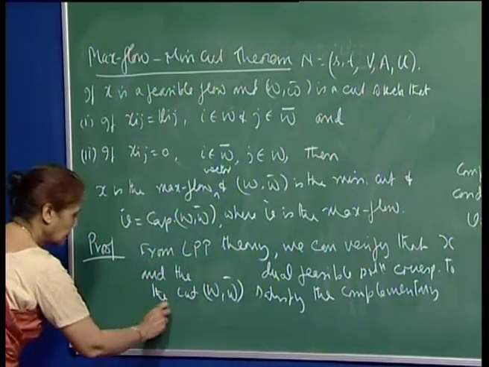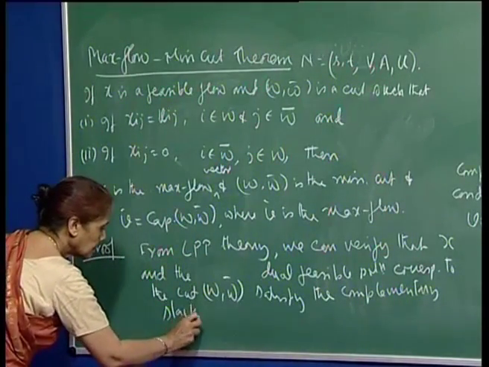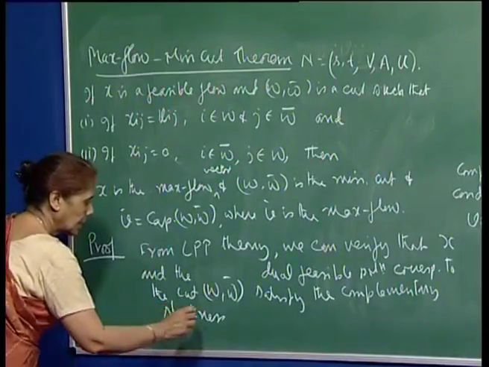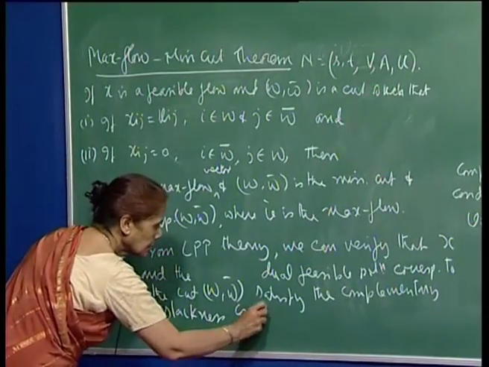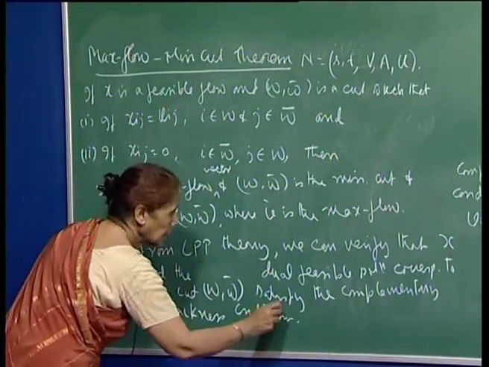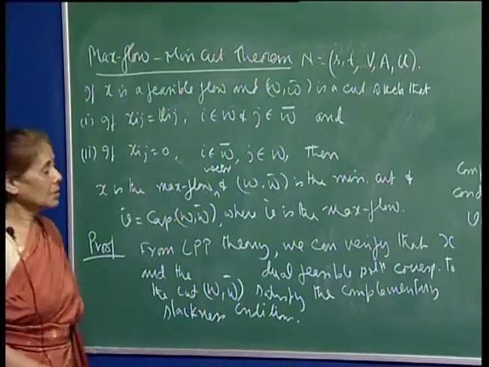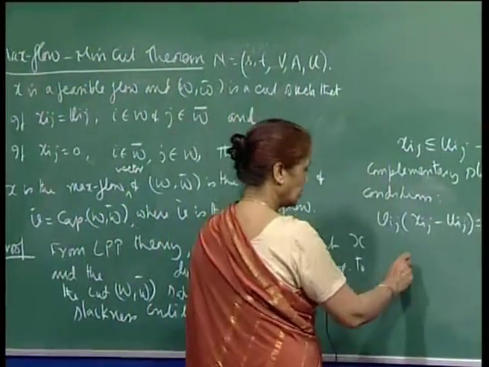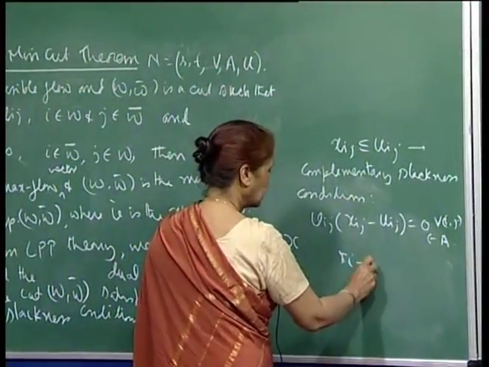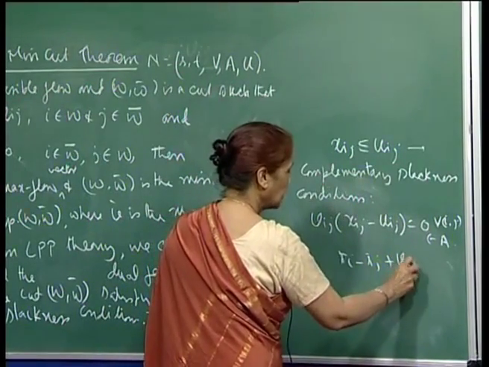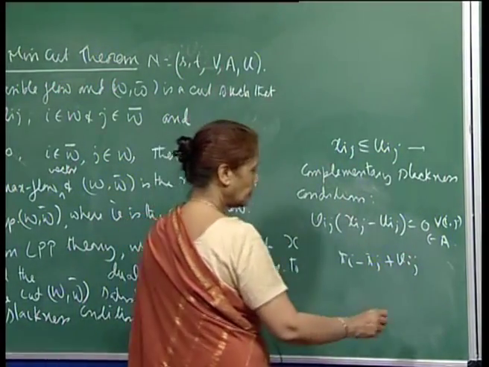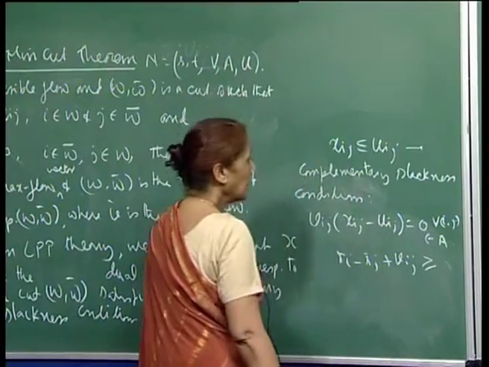Maybe I should also discuss the complementary slackness conditions. Yes, you have to do the work, because remember for the dual constraint I had pi i minus pi j plus vij greater than or equal to 0.